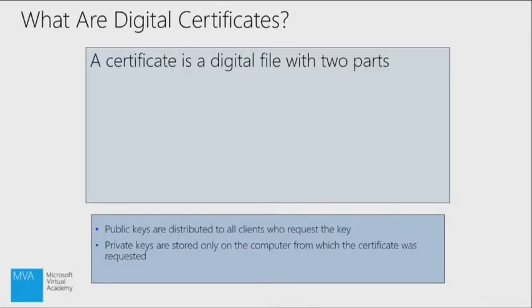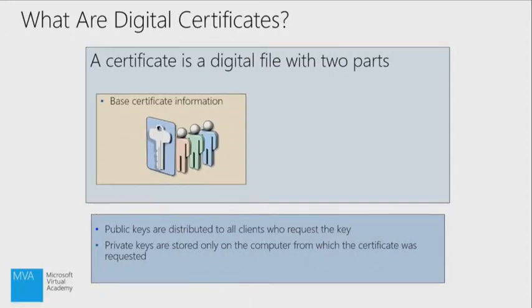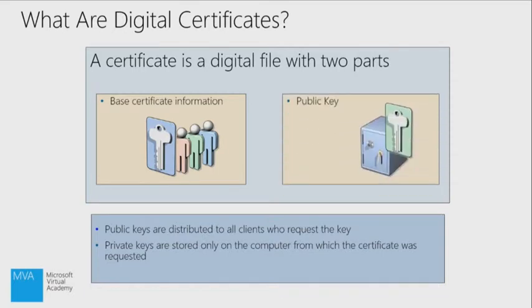Digital certificates, it's a file. It's a file that has two parts to it. Basic information about the certificate and the holder, name, location, organizational information, and a key. This on this slide says public key. It's not always a public key. It may be a private key. But these are the two parts to any digital certificate, digital file. Public keys are distributed to all clients who request it. Private keys are stored only on the computer from which the certificate was requested.